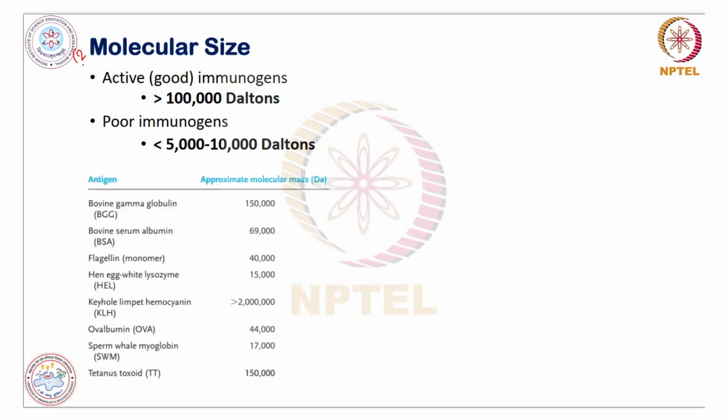The next property of an immunogen is its molecular size. Good immunogens should have a size of more than this much Dalton. If it is less than 5,000 to 10,000 Dalton, then it will be poorly immunogenic or less immunogenic. But more than this much Dalton, it will be highly immunogenic. So there is a requirement for molecular size. Here is a list given for the antigen and its approximate molecular size in Dalton. So you can check it out from the slides.